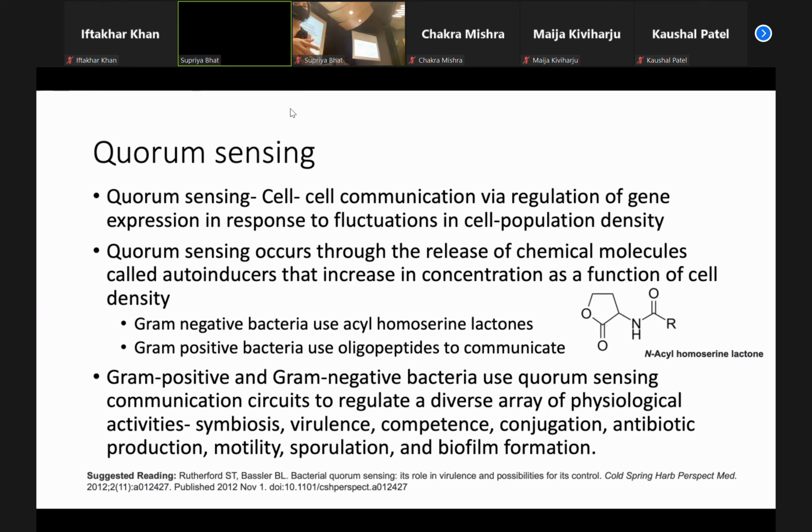Gram-negative bacteria produce acyl homoserine lactones. I've put a structure just for reference. And then gram-positive bacteria produce oligopeptides to communicate. These signaling molecules are produced in larger concentration when the bacterial population becomes more and more dense. And then they control the gene expression of all the different processes that I've listed here.